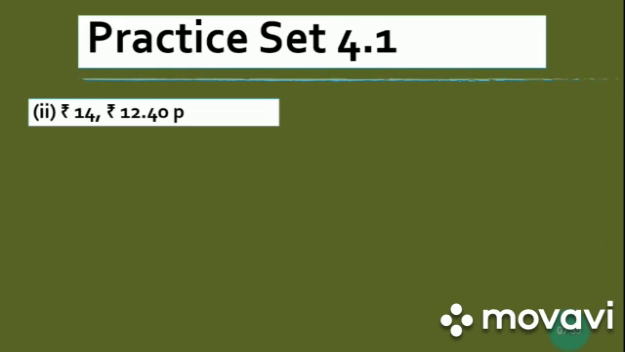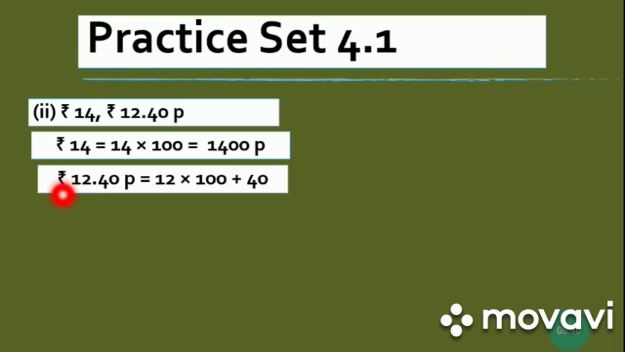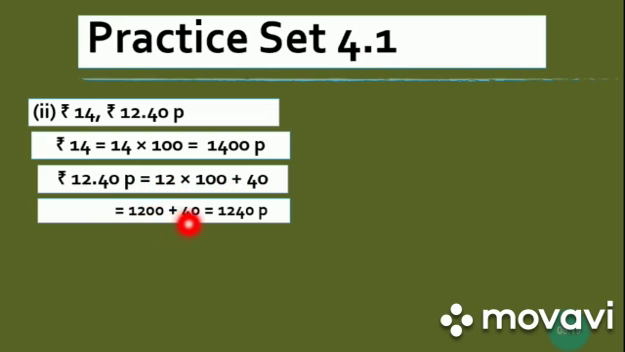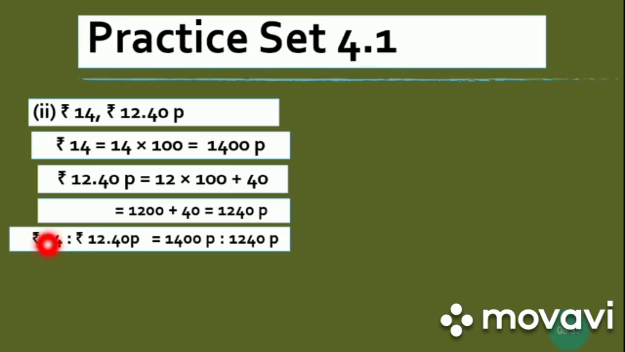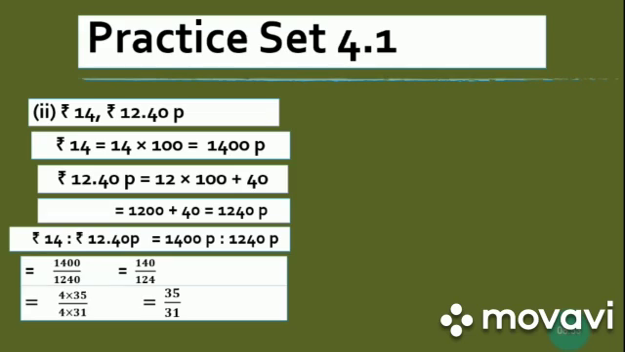Subdivision 2, rupees 14, rupees 12.40 paise. Now rupees 14 is equal to 14 into 100, that is 1400 paise. Rupees 12.40 paise is equal to 12 into 100 plus 40, that is 1200 plus 40, that is 1240 paise. Therefore rupees 14 is to rupees 12.40 paise is equal to 1400 paise is to 1240 paise, that is 1400 upon 1240, that is 140 upon 124, that is 4 into 35 upon 4 into 31, that is 35 upon 31.